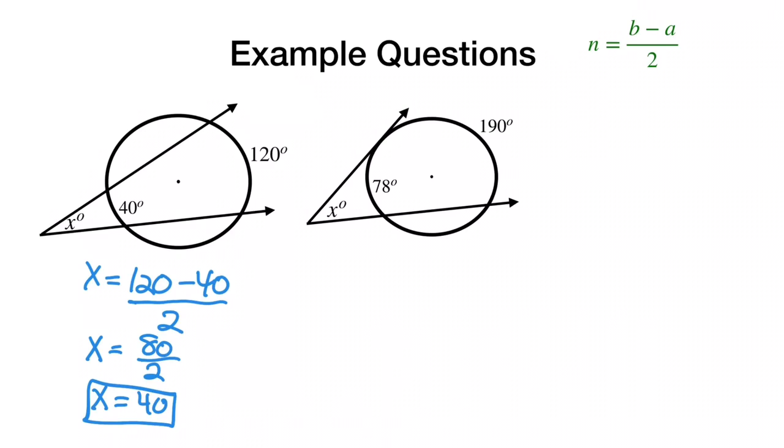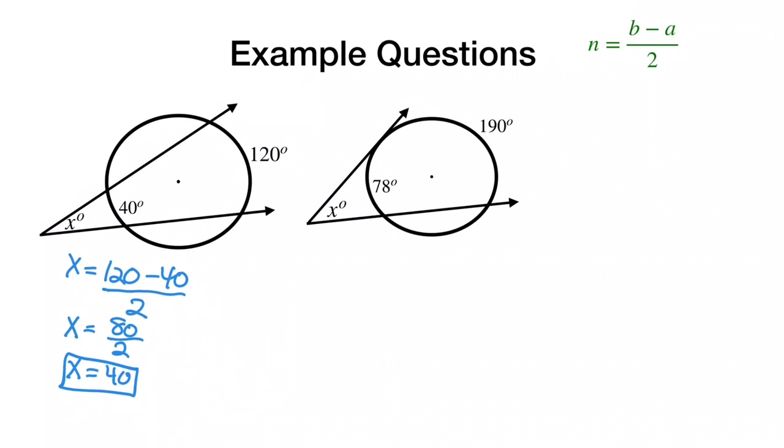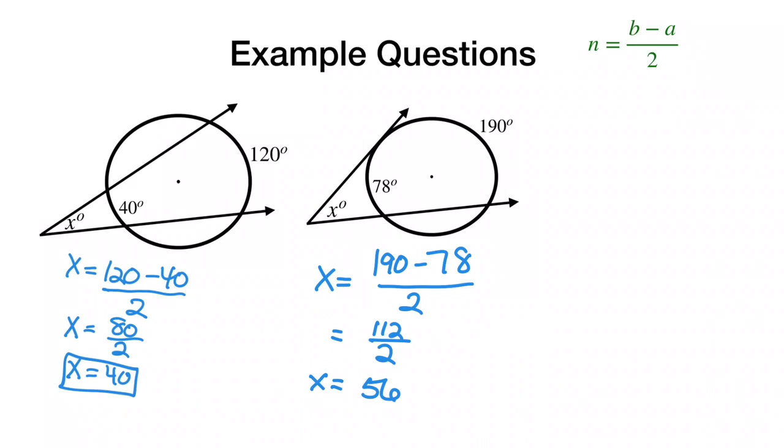So let's move on to the next question here. So I'm going to make this smaller out of the way. In this second example, we now have a secant over here, but a tangent over here. But it is the same process. You use the same formula. It is the large arc minus the small arc, divide by 2, and that will give you your x. X equals 190 minus 78 over 2. 190 minus 78 is 112 over 2, which is 56, and that's our x.